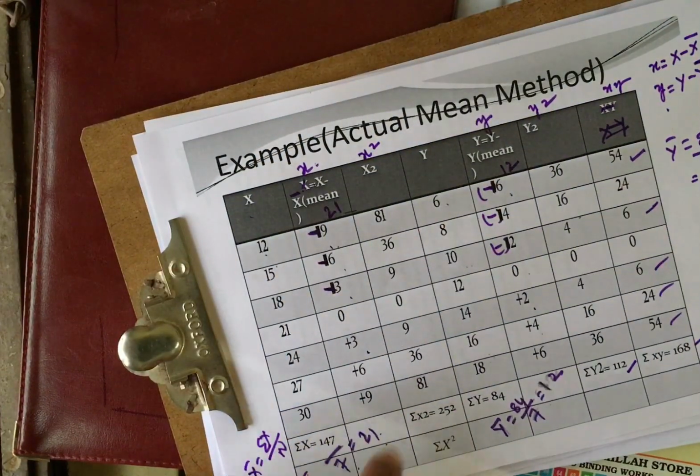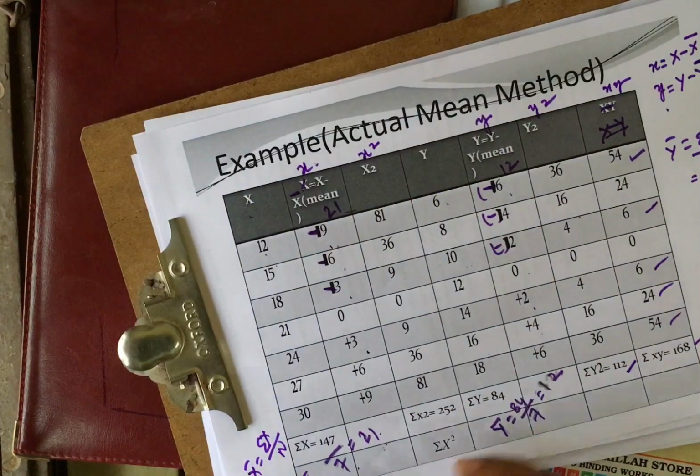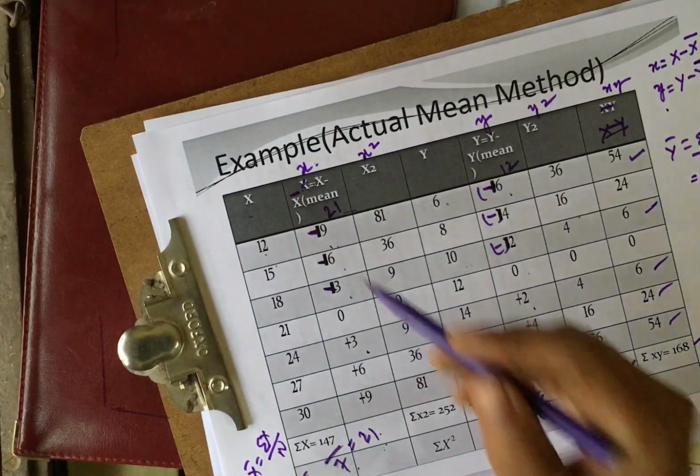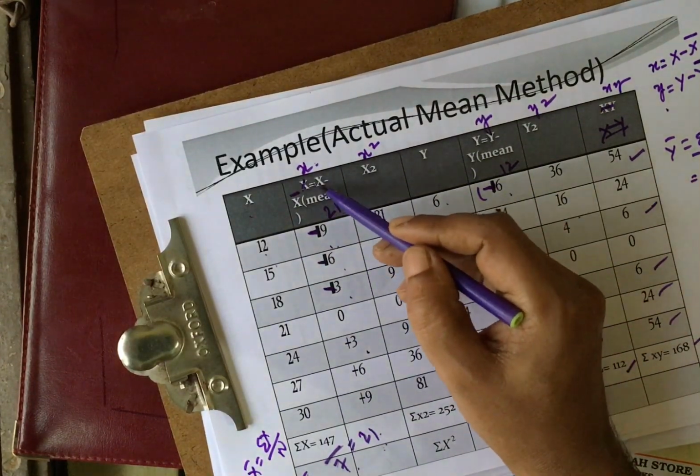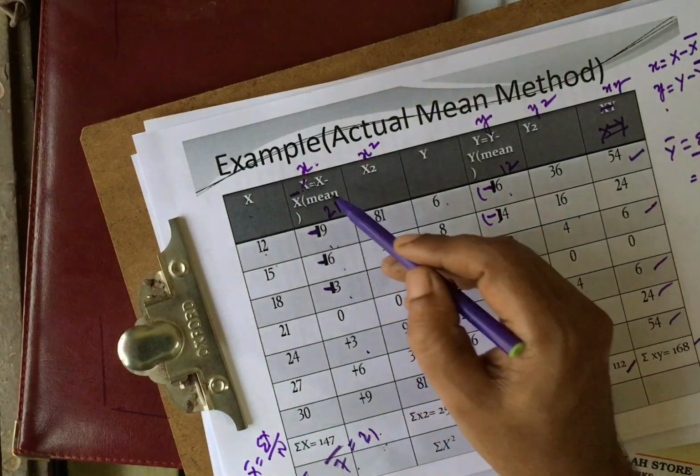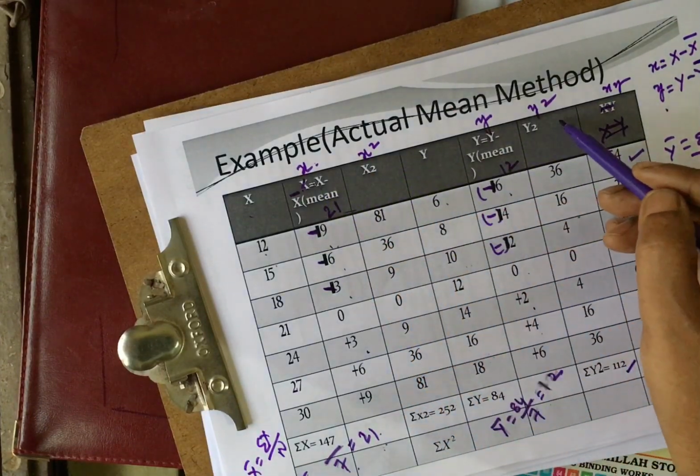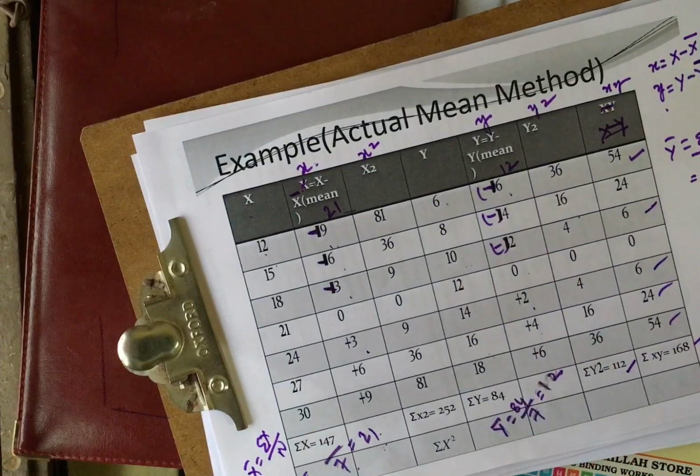So given the x value and y value, we have to take the small x, small y, the same small x square, small y square, then the product of x and y. Bas, this much only.